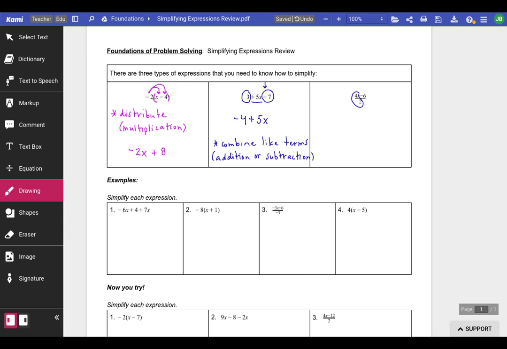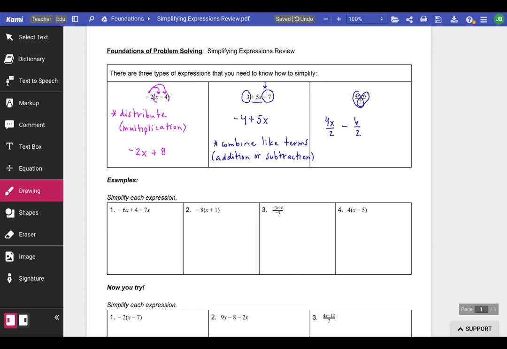Sorry, let's see if I can do that better here. It's a little small, but I'm going to take 4x over my 2, and I'm going to write it like that. Now, because this was a minus, I'm going to subtract, and then I'm going to do 6 over 2. So all I really did was take that fraction and split it into two fractions. Right now it looks a little messier, but then we can simplify.